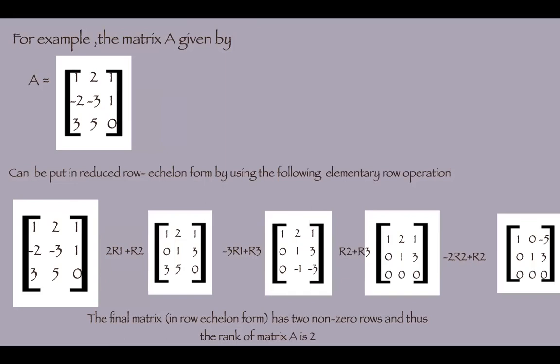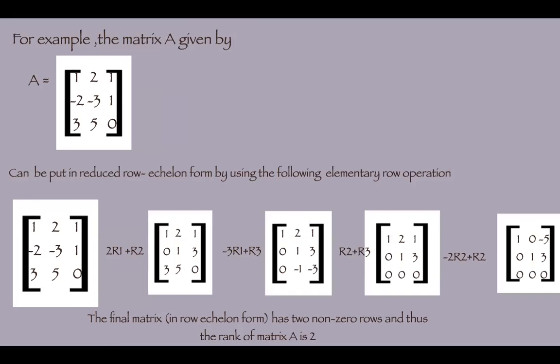Here, for the given matrix, we have first 2R1 plus 2R2. We have to add row 1 to R2, and then the matrix will appear there. I showed it in the picture, and then minus 3R1 plus R2. You will get that, and then R2 plus R3, and then minus 2R2 plus R2. So in the final matrix, you can see that the third row is reduced to zeros.